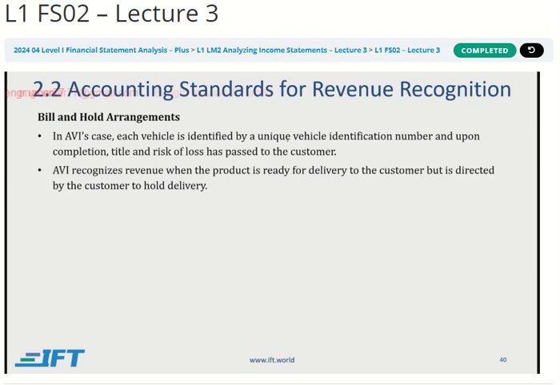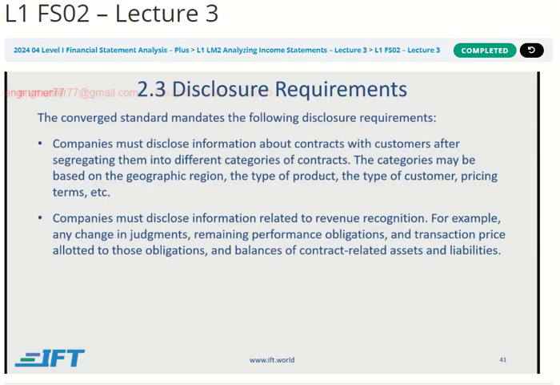So in this case, of course, it's a very unique vehicle. No other customer wants it, or even if they want it, you cannot give it to them. You're just holding on to it. So you're just waiting for the delivery and it is ready to be delivered. So in this case, AVI can recognize this revenue. And finally, all of these details have to be disclosed, right?